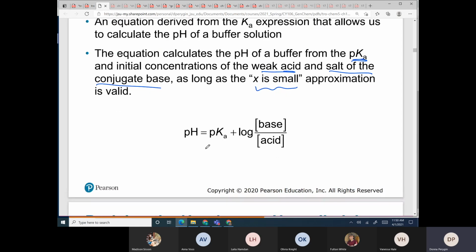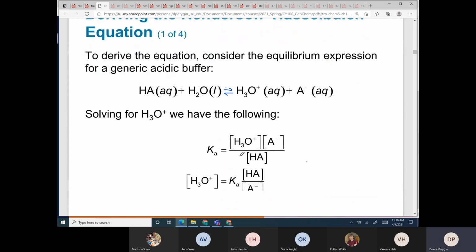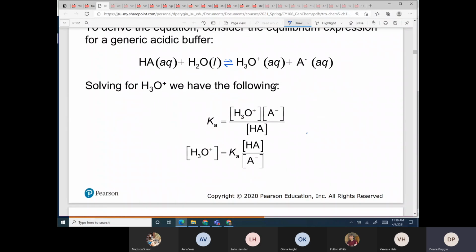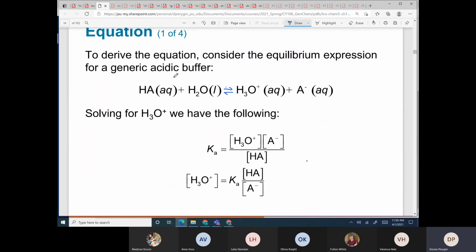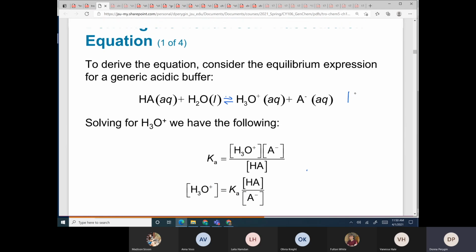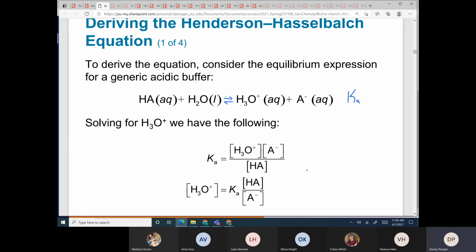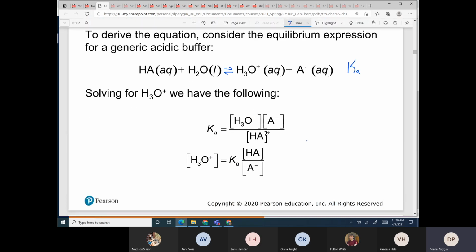Okay, so pH is equal to pKa plus the log of base over acid. All right, so how did we derive that equation? To derive this equation, consider the equilibrium expression of a generic acidic buffer. So we've got HA plus H2O goes to H3O plus A minus. Okay, so that's our generic expression, and it has some Ka. So we can set up a Ka expression equal to products over reactants. Then we can solve for H3O plus. So H3O plus is equal to Ka times HA over A minus.